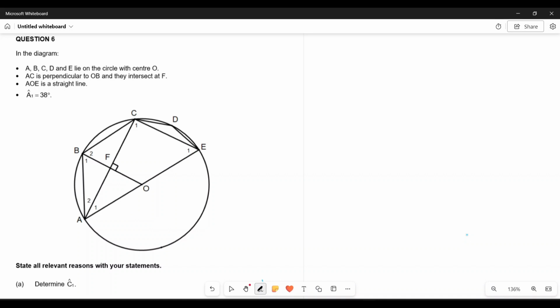Now remember, what is your cyclic quad? A cyclic quad is your four-sided shape in which its points are on the circumference of the circle. But then we're going to get to that. Now they're telling us that AC is perpendicular to OB, right?